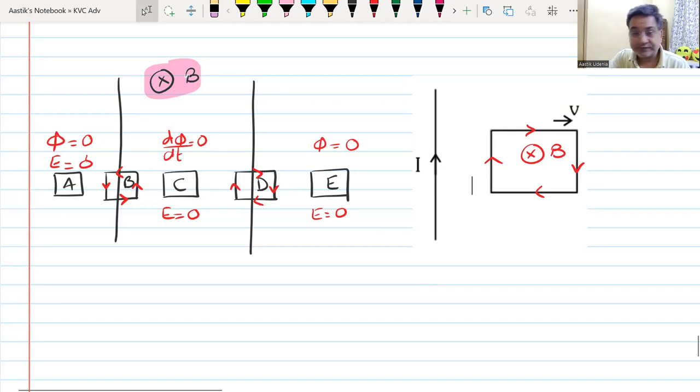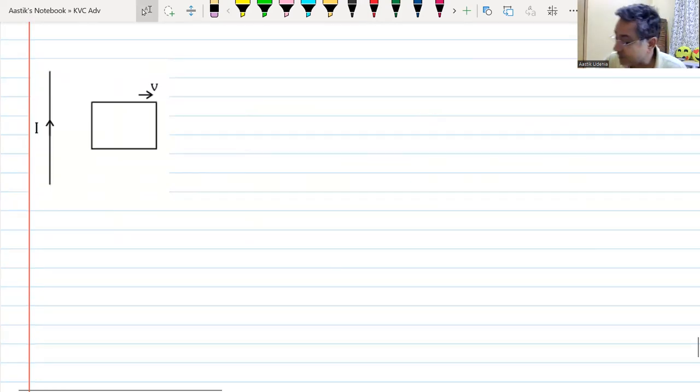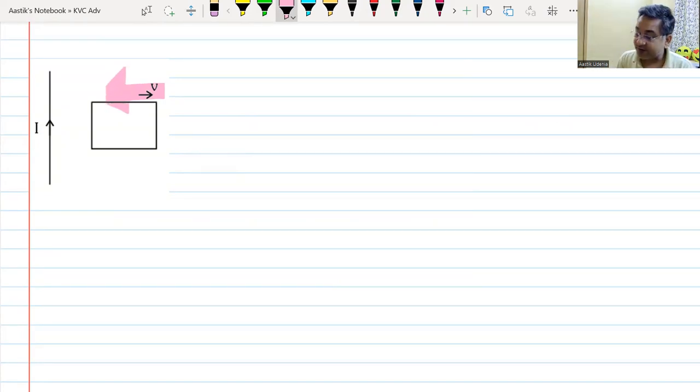Now, same question. If I make the velocity here like this, then what happens? Do not look at the direction which is drawn there. If I make the velocity like this in this direction, then what will be the direction of induced current in this case? Anticlockwise direction. Now the flux is increasing, we have to decrease it. Do we understand this? Yes, sir.